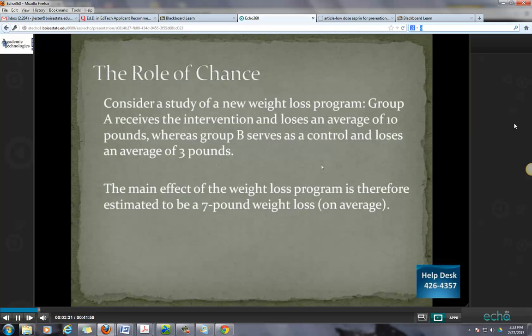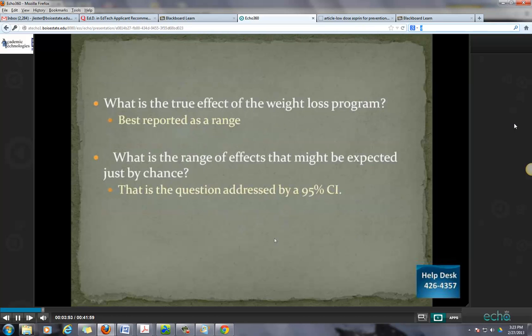Let's say we're putting together a study and we're going to have two groups in our study. Each of them receives the same intervention, but group A loses 10 pounds and group B loses 3 pounds. So the average weight loss was 7 pounds. If we were reporting a p-value, then we would look only at that 7-pound figure, and we'd come up with a number that represented the p-value. What's the true effect of the weight loss program? Well, not everybody in the study lost 7 pounds, and the p-value would have a tendency to make me think that.